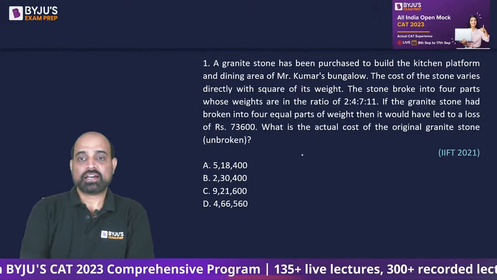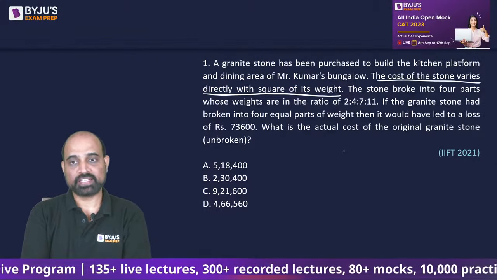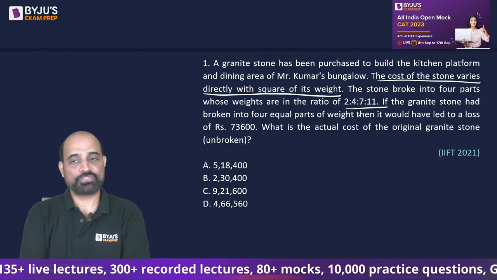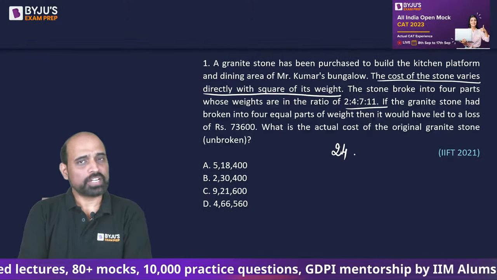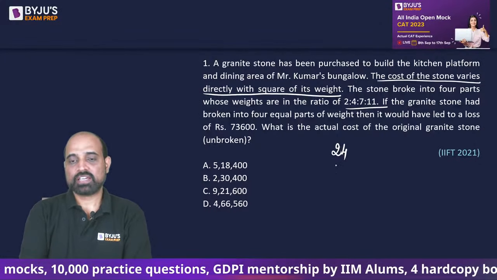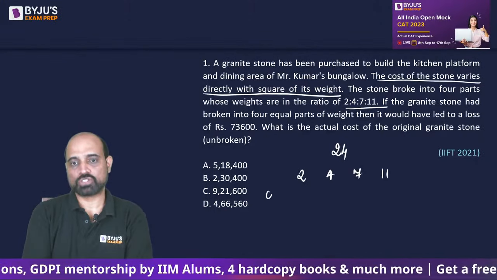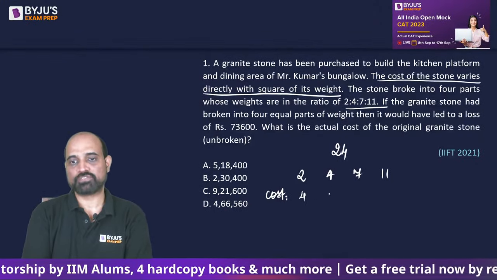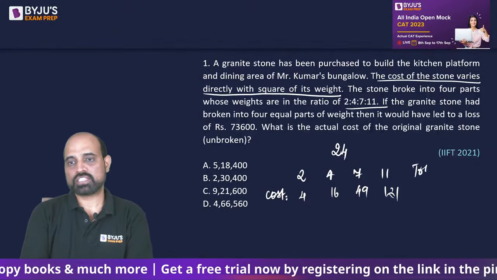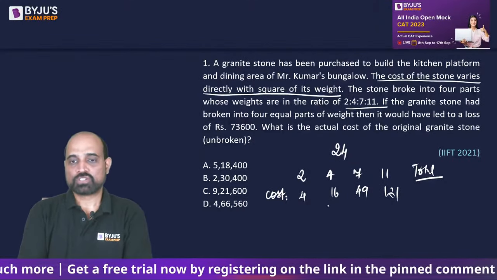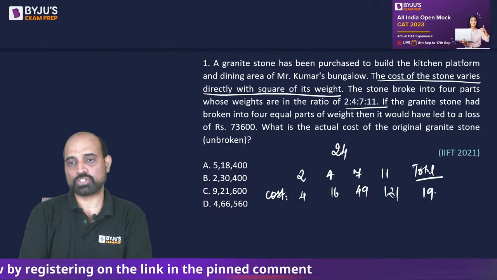Well, it is given that the cost of the stone varies directly with the square of its weight. So right now, if we add all of this, this is going to be 6 plus 18, 24. So 24 is the weight right now. This 24 breaks into 2, 4, 7 and 11. So the cost of these will become 4, 16, 49 and 121. So what is the total cost that you will find? If we add this, this is 20 and this is 170. So this turns out to be 190.